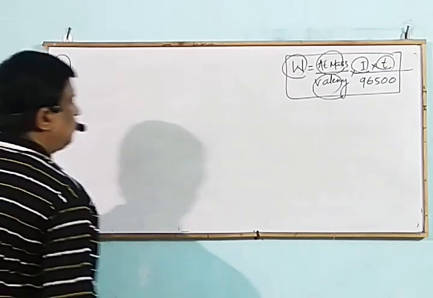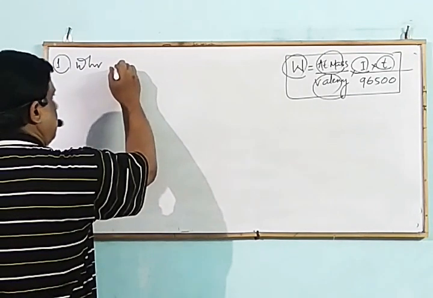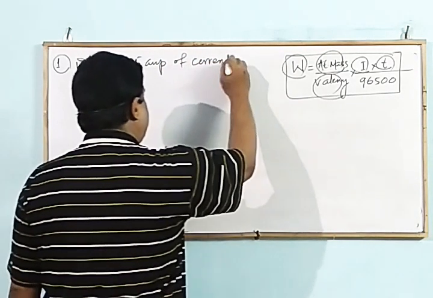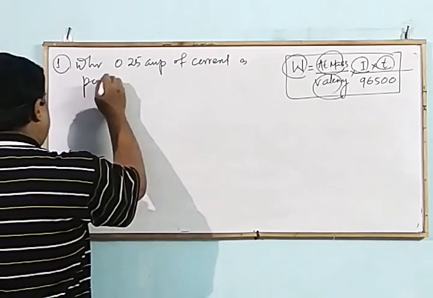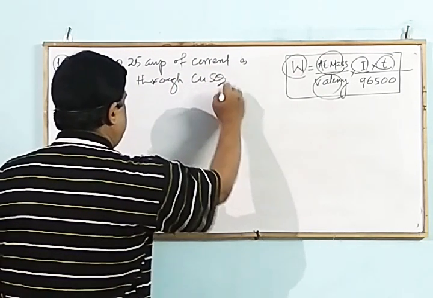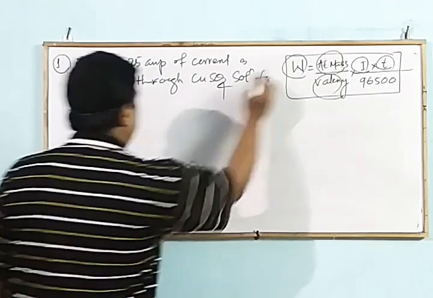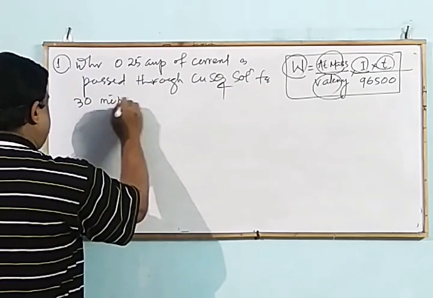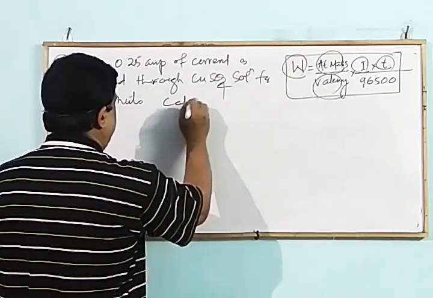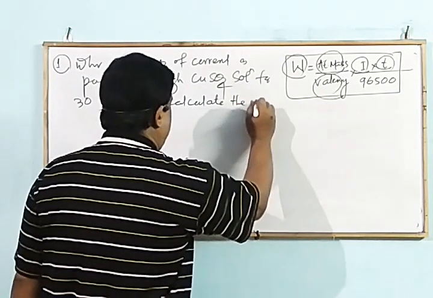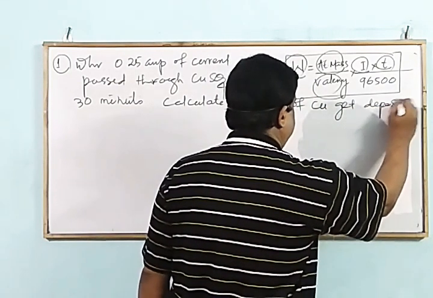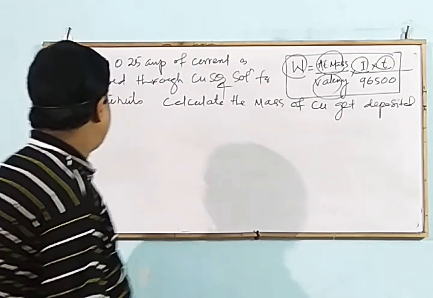Question: when 0.25 ampere of current is passed through copper sulfate solution for 30 minutes, calculate the mass of copper deposited. Mark the question.